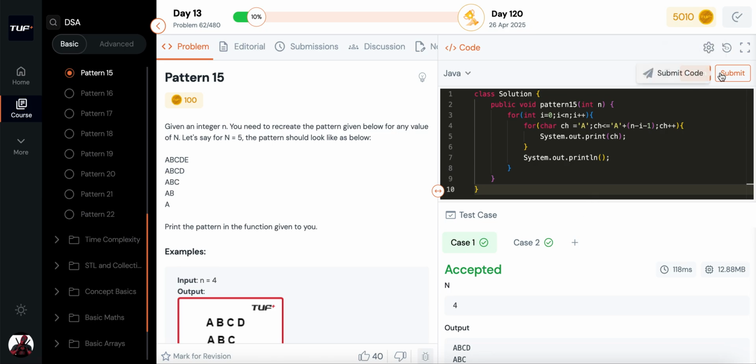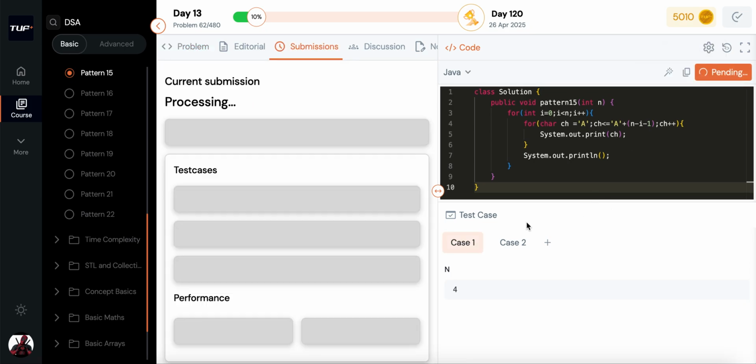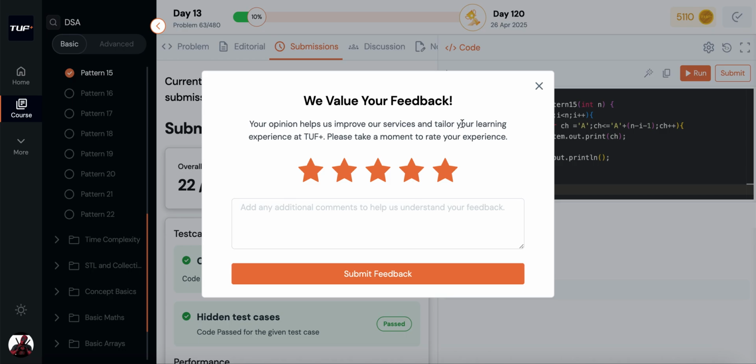In case it's not accepted, let me submit this code. Submit this.